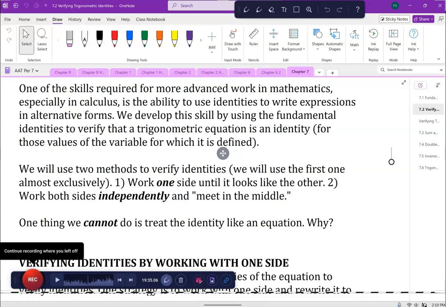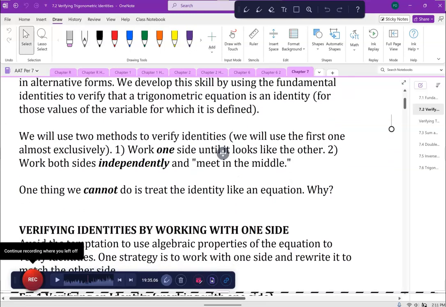One, work one side until it looks like the other, and two, work both sides independently and meet in the middle. So two different methods. We almost always use the first method, where we work the more complicated side until it looks like the other side, but every once in a while we'll work them separately.